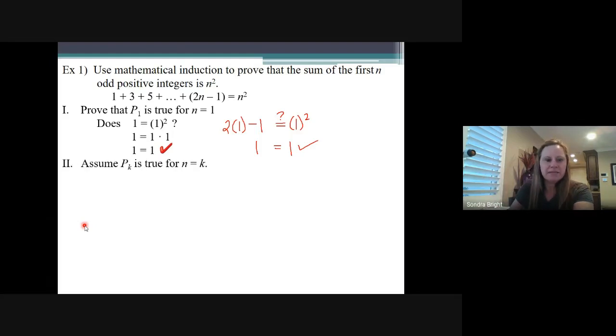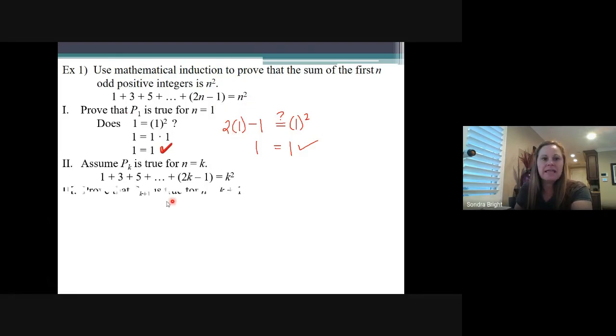Your next step is you write in words, assume that Pk is true for when n equals k. And this is 1 plus 3 plus 5 plus, notice what I did here. They gave me this statement in terms of all n's. This step 2 is just replacing the n's with k's. Replace that n with a k, replace that n with a k. That's all you're doing on step 2. You're assuming that this statement is true for when n is k.